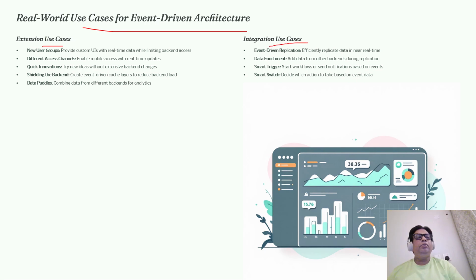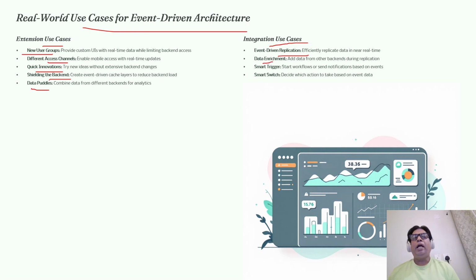Generally, new user groups are provided with limited backend access in the extension cases. We have different access channels for the events, also real-time access channels, and quick innovation for the extension use cases. That means you can extend these events to different application standards in the backend and also data portals. Integration use cases also exist. Event-driven replication is one of the real-time data replications, and data enrichment also exists.